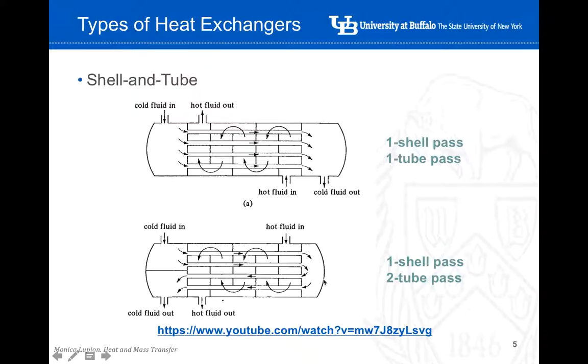The second example is one shell pass and two tube passes. So the fluid that is getting in the shell only gets one pass, but the fluid that is getting inside the tubes gets 2 passes. You can watch an animation about the performance of this type of heat exchangers in this link on YouTube.